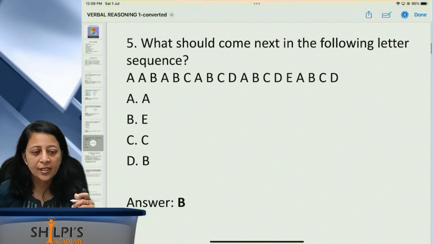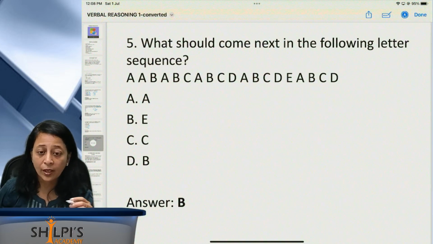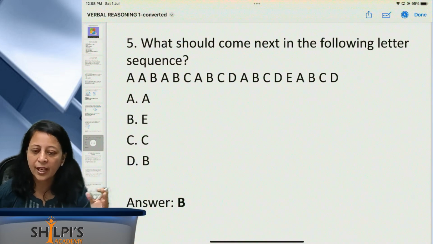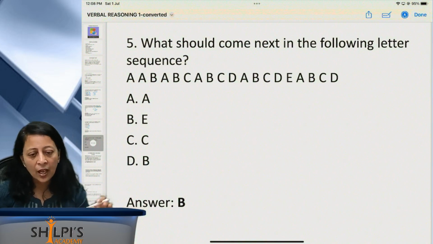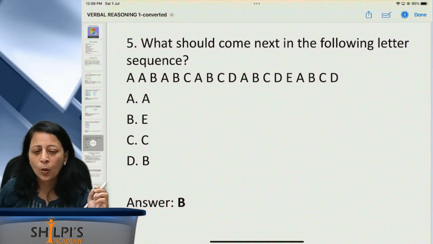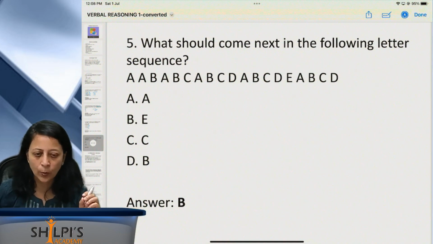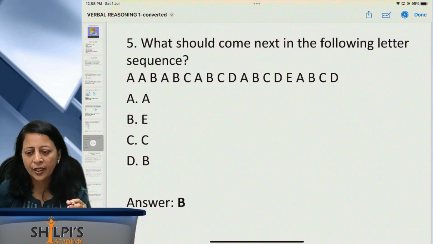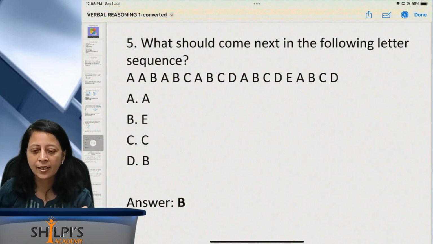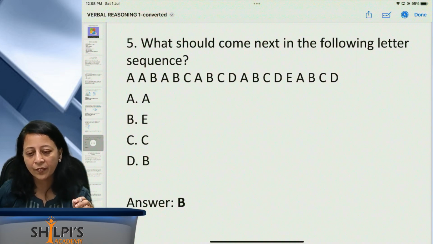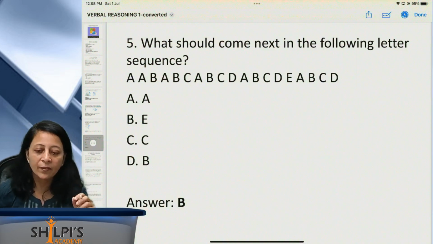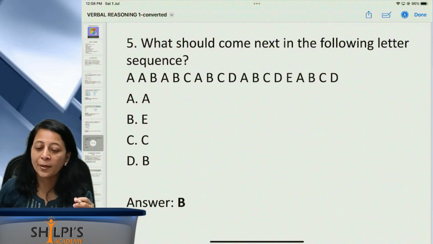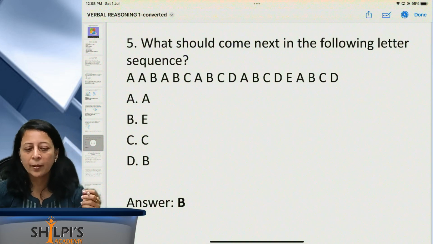What should come next in the following letter sequence? So they have given here the letters A, B, A, B, C, A, B, C. So first see what is the arrangement or the sequence that has been given here. Read it very carefully. Every sequence of letters or alphabets they give, in each and every sum, will make a little bit of sense. One may not be similar to the other one. It will be a little different.